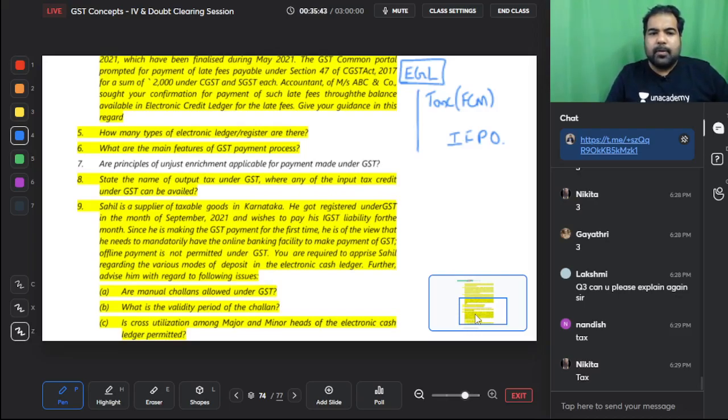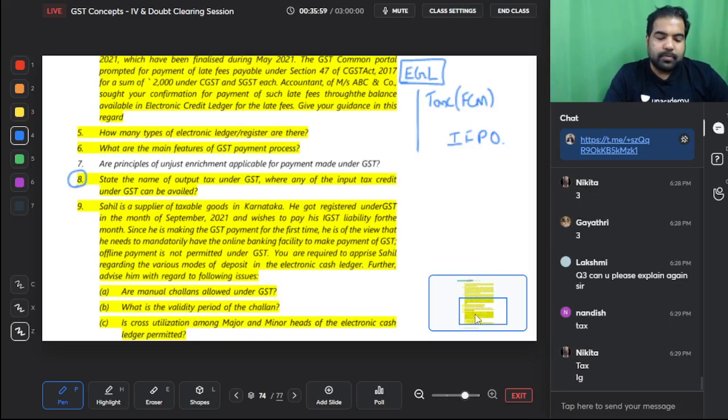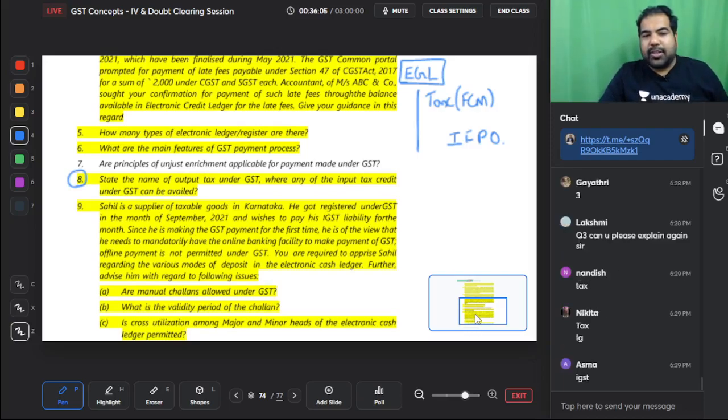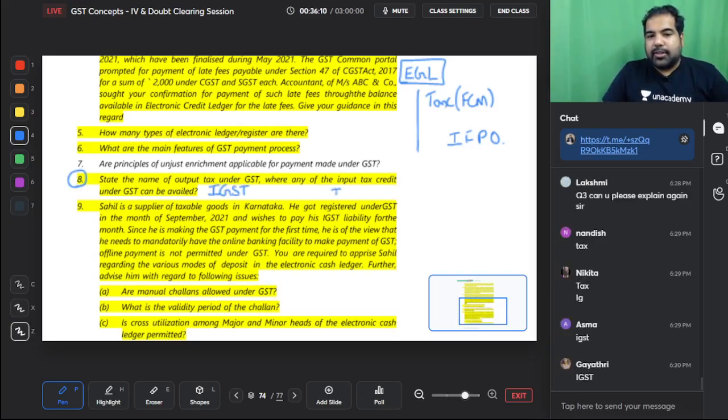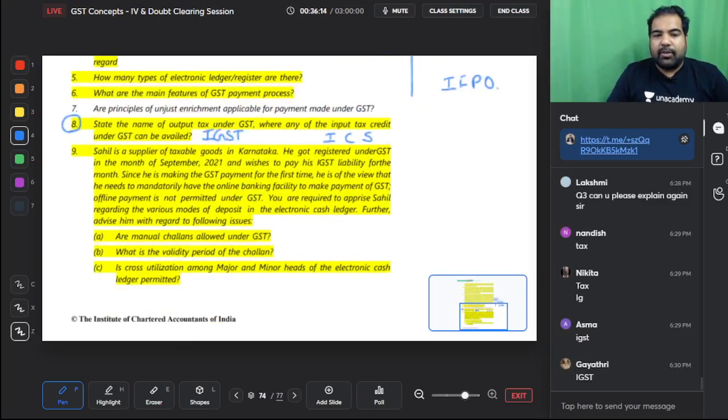Alright. Please, question number 8, everyone, please check and tell me which is that output tax where any of the input tax credit can be availed or can be used. IGST guys, when you want to pay IGST, can you use IGST? Yes. Can you use CGST? Yes. Can you use SGST? Yes. So it can be anyone which can be used.